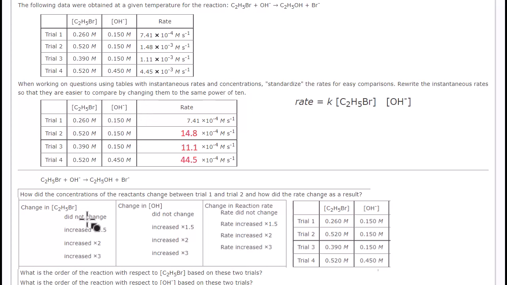Now look, doubling the bromoethane, here's our rate, 7.4, 14.8, about double. So if we double the bromoethane, we double the rate. That tells us how important the bromoethane is. In fact, in this case, we have a doubling and a doubling, that means that this is important to the first power. If we double this, our rate becomes twice as great.